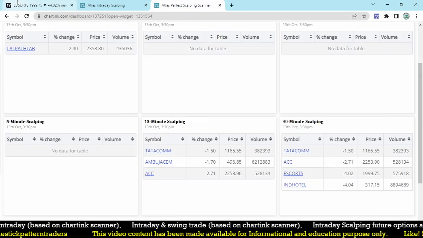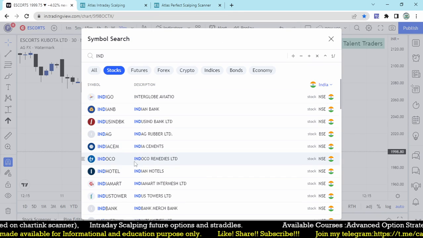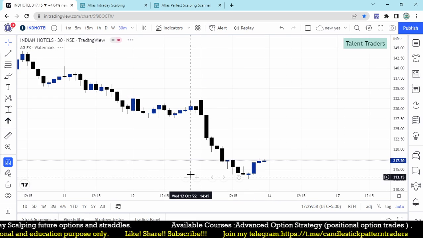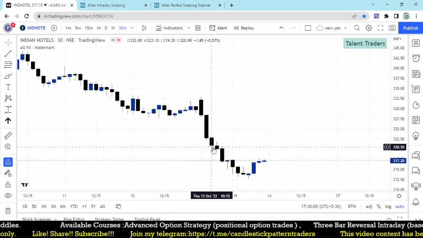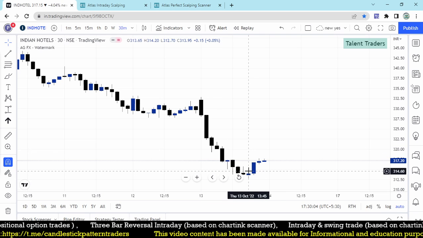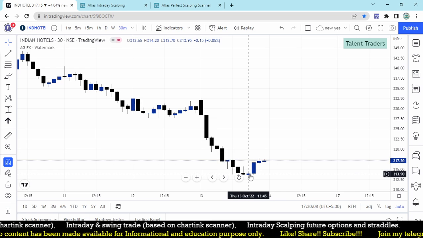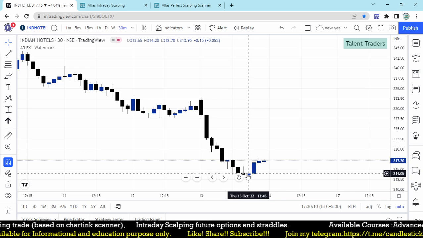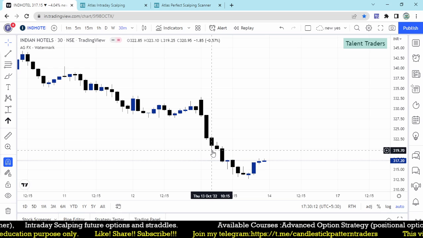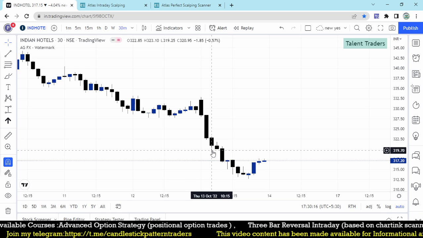And finally Indian Hotels, it's all about the scanner. Indian Hotels, 1 to 3. Once it is broken 319 and 323, 4 rupees, it broke 319 and went down to 312, the lowest level, almost 7 points. What was the risk you took? Just about 4 points. It was generating more than 1:1.